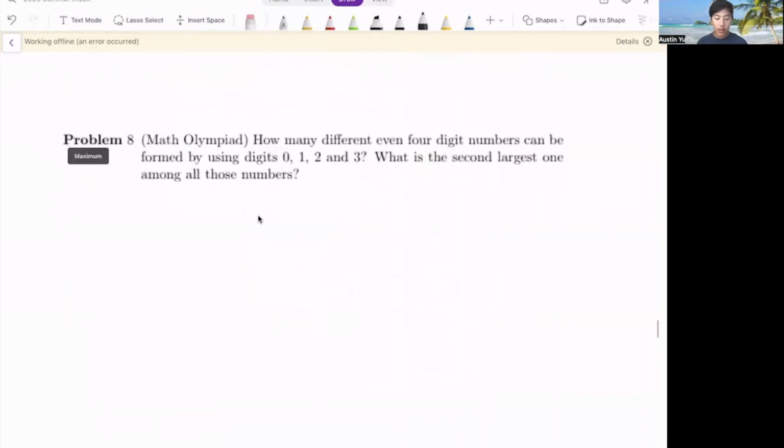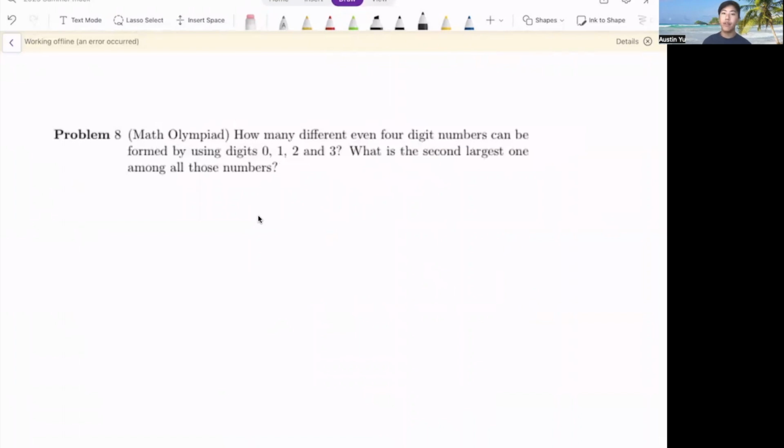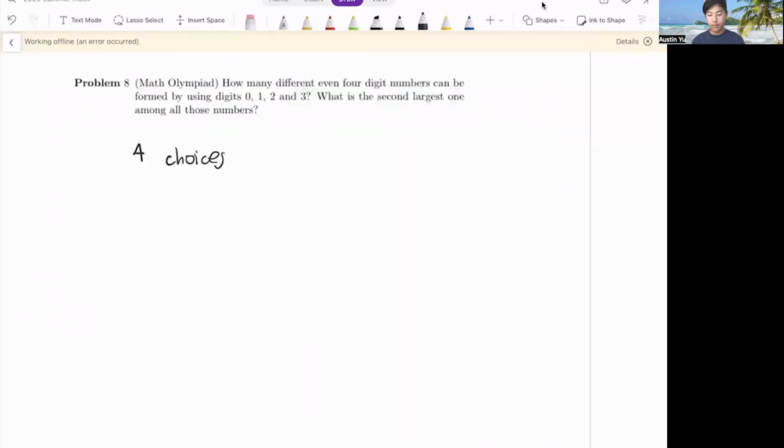The final question, problem 8. How many different even 4-digit numbers can be formed by using the digits 0, 1, 2, and 3? What is the second largest one among those numbers? Well, we have 4 choices, right, at first. And then once we know that there are 4 different choices, from the 4 choices, you can either get 0, 1, 2, or 3.